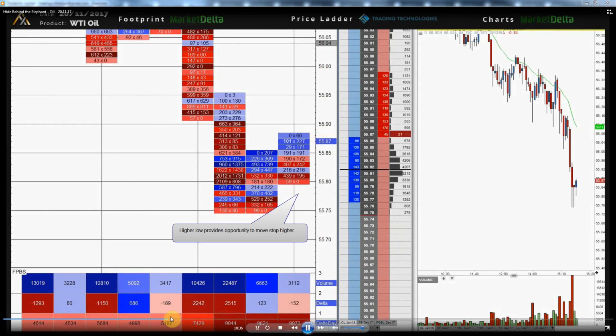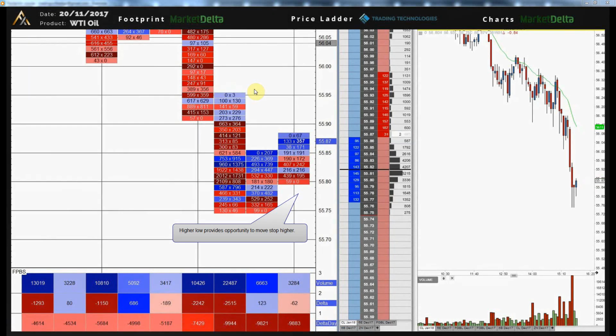Now we said one of two things in terms of target. We either look for a logical target, i.e. maybe a fill of this imbalance up at the top here, or secondary, we're looking for the market to tell us when to get out. Too many people are asking that question, where should I get out? You get out where the trade has effectively done what it should do.